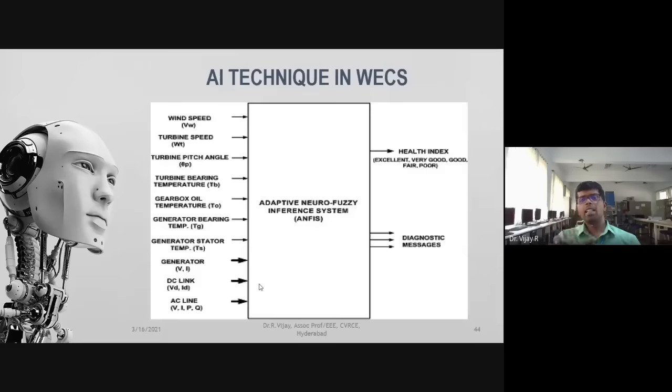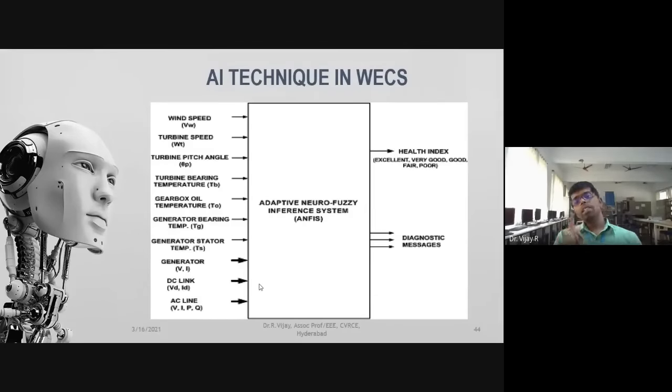Okay, the same thing is happening in the wind energy conversion system also. So I'm going to input turbine speed, wind speed, pitch angle, temperature of the turbine bearing, gear oil, stator temperature, generator voltage, current, everything I am going to input to one neural network, an adaptive neuro-fuzzy inference system.